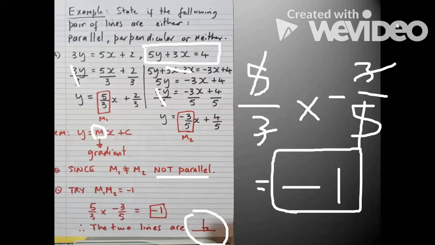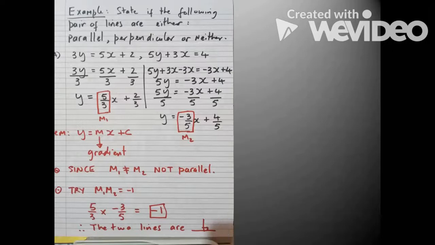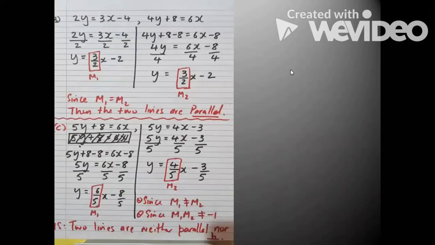All right, let's move on to the next question. So we have this line here on the left, and we have this line here on the right. As you can see, it's also in the form of y equals mx plus c. But it's not y, it's 2y. So we'll just divide everything by 2.